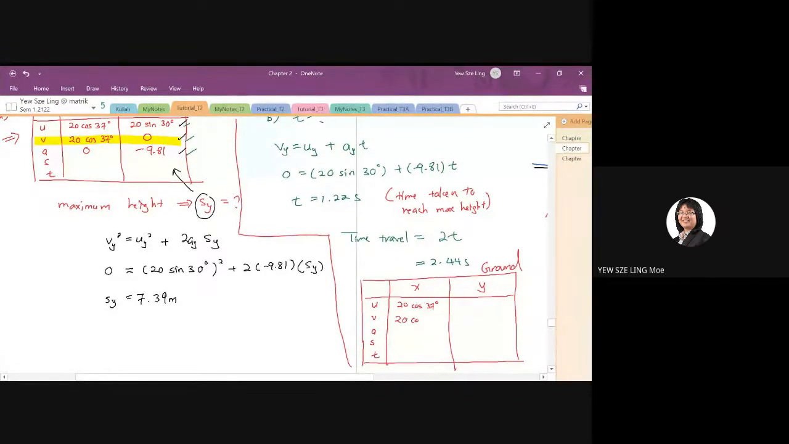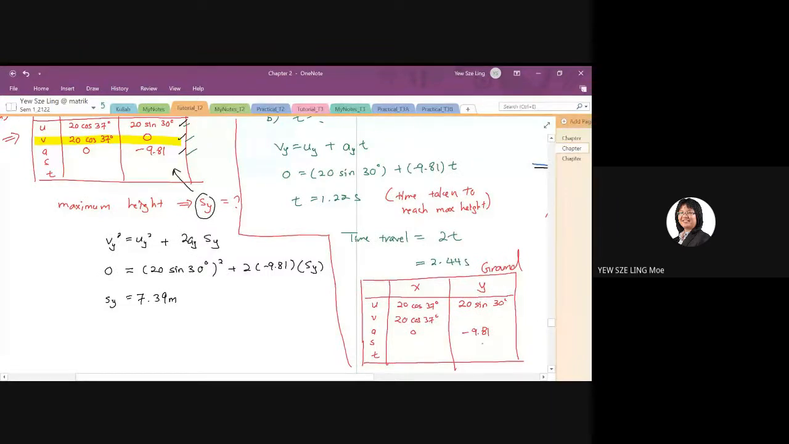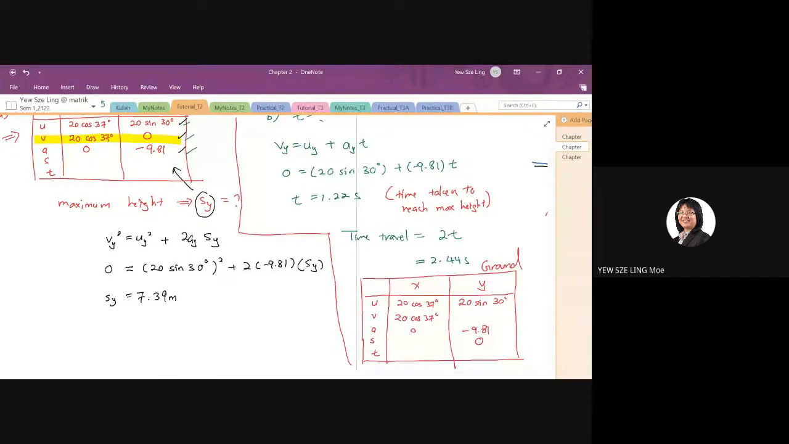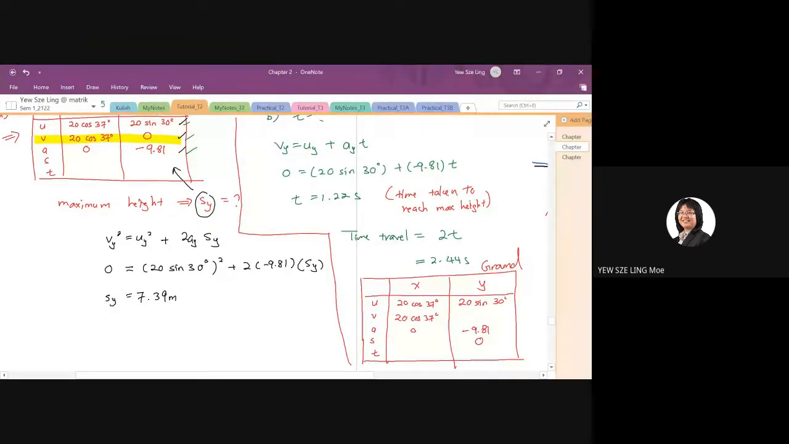So 20 cos 37 is still the same. A is still 0. And U, same initial velocity. Now I don't have V. V is no longer equal to 0. What do we have when an object reaches the ground? We have a negative 9.81. We have Sy. Sy is equal to 0, because now your object goes back to the ground. So the displacement along the vertical component is 0.